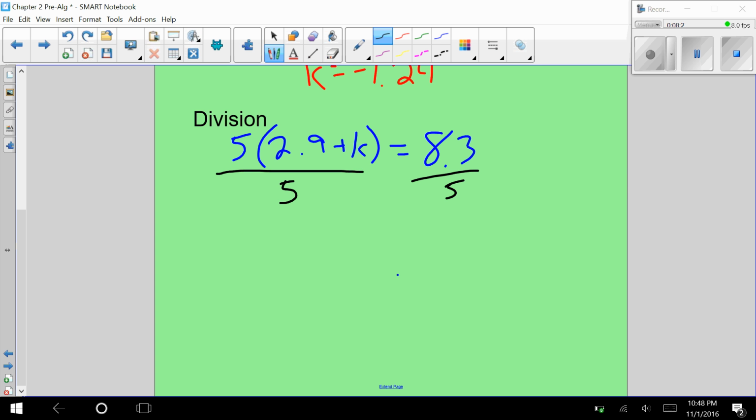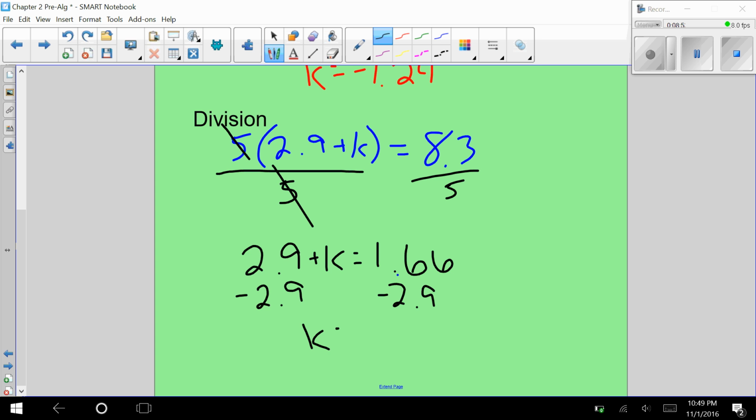When we do the one side, we have to do the other then. So when I divide the 5 on the left, these just cancel each other out. So I'm left with 2.9 plus k equals, and 8.3 divided by 5 is 1.66. Last step, we're just going to subtract the 2.9 off both sides. We end up with k equals negative 1.24. And look, we got the same answer both ways. Both are acceptable methods to use.